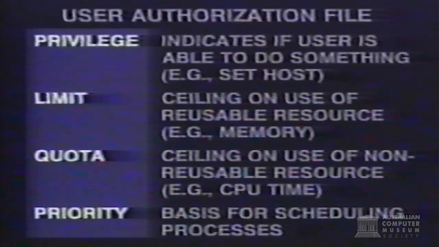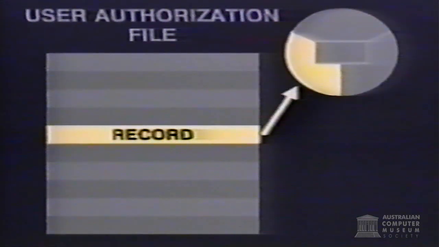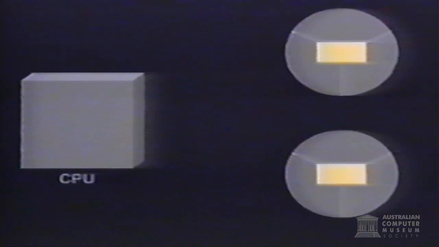Privileges, limits, quotas, and priority are all defined for a user when the system manager creates a record in the UAF. When a user logs onto a system, part of the UAF record is copied into the software context of the user's process. To understand the significance of software context, suppose two processes are executing the same image.